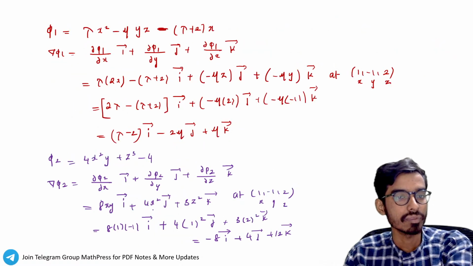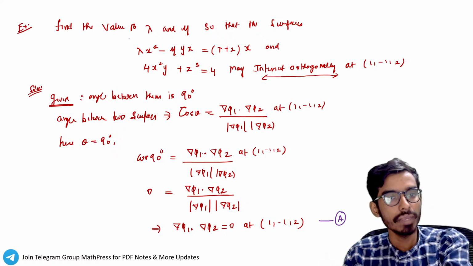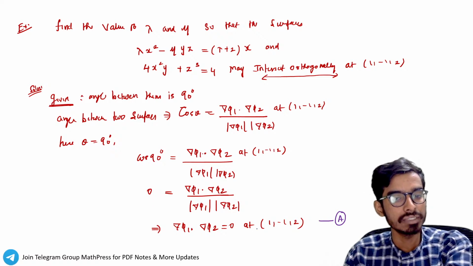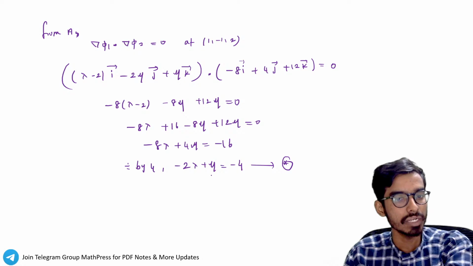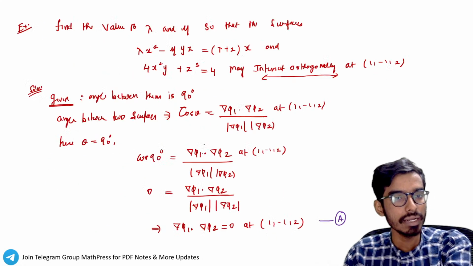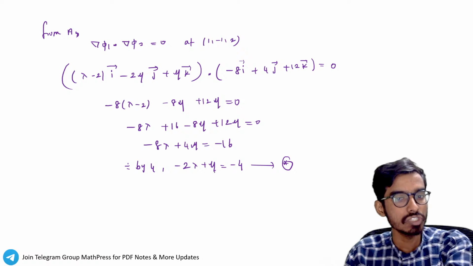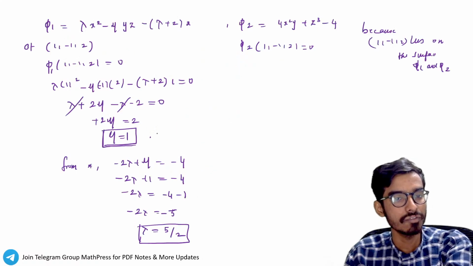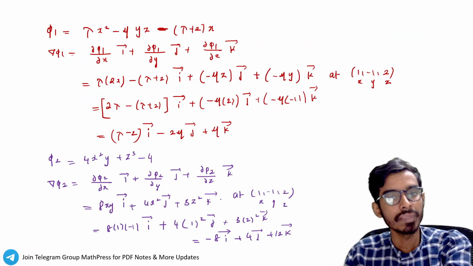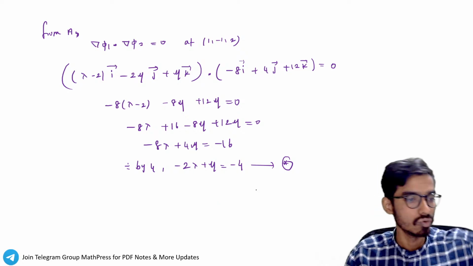So is it clear? Very simple. You just have to make del phi1 dot del phi2 zero at (1, -1, 2). You will have a relation between lambda and mu. You need to find lambda and mu exactly. For that, this point lies on both the surfaces. If you make use of that, you will get mu equal to 1. Substitute that mu here, you will get lambda. So therefore, this is the required lambda and mu so that the surfaces intersect orthogonally at the point (1, -1, 2). Is it clear?